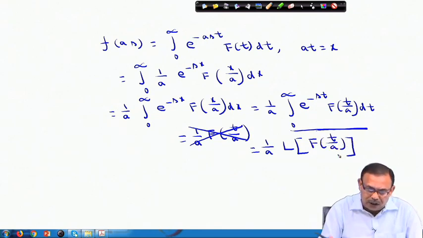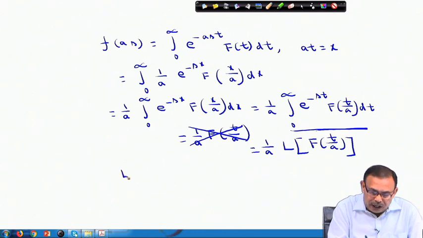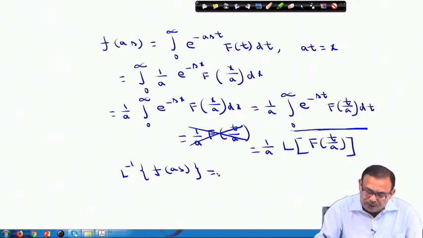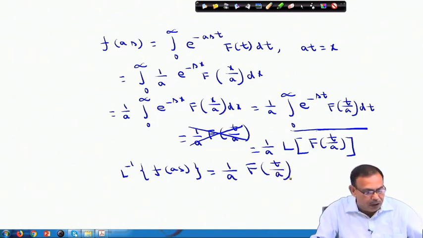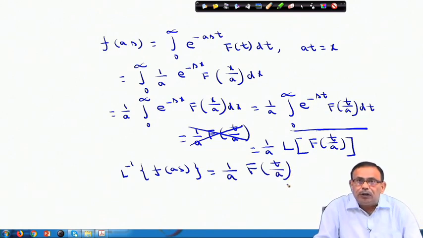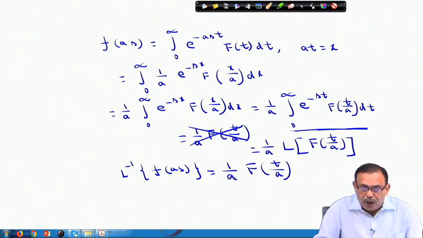So, once I am getting this, therefore, we can say that Laplace inverse of f of a s, if I take Laplace inverse of f s, is equal to 1 by a into f of t by a, which completes the proof of the theorem. So, please note that if Laplace transform of f t is f s, then Laplace inverse of f of a s will be equal to 1 by a f of t by a.